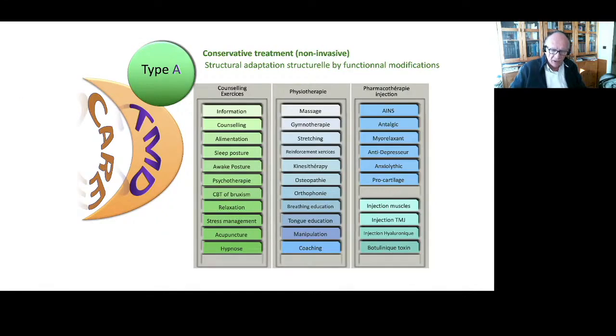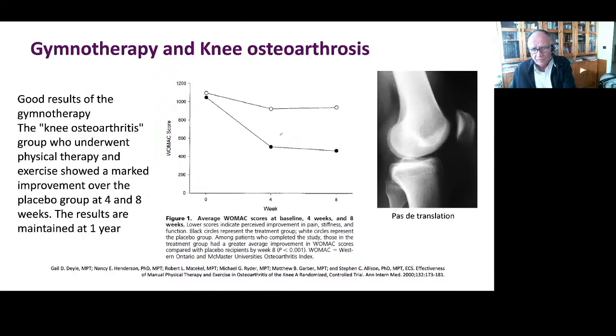Type A, very large possibilities. Counseling, exercise, physiotherapy, pharmacotherapy, and some injection. In all these possibilities, I would like to underline some of them. Specifically, gymnotherapy. What is gymnotherapy? Gymnotherapy is exercise, movement, realized by the patient himself.